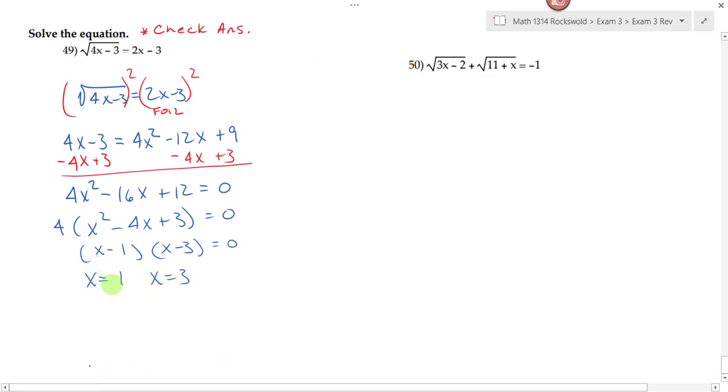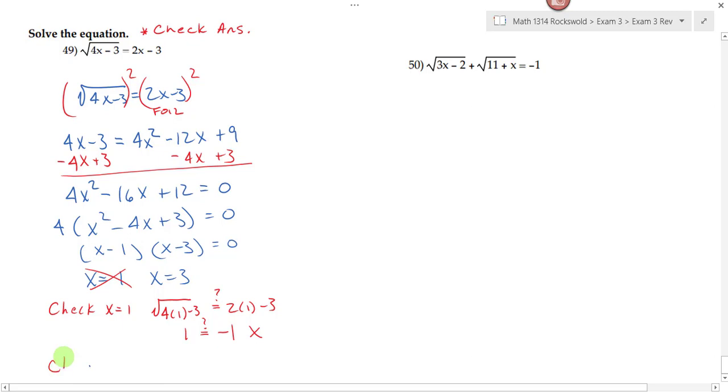I'm not going to say they're solutions until I check these. When I check x equals 1, that gives us the square root of 4 times 1 minus 3, and I want to know, is that equal to 2 times 1 minus 3? Well, 4 minus 3 is 1, the square root of 1 is 1, and 2 times 1 is 2, 2 minus 3 is negative 1, and 1 is not equal to negative 1, so this is not a solution. Does that mean that I don't have to check the 3? No, because it's possible they could both be extraneous roots and I would have no solution.